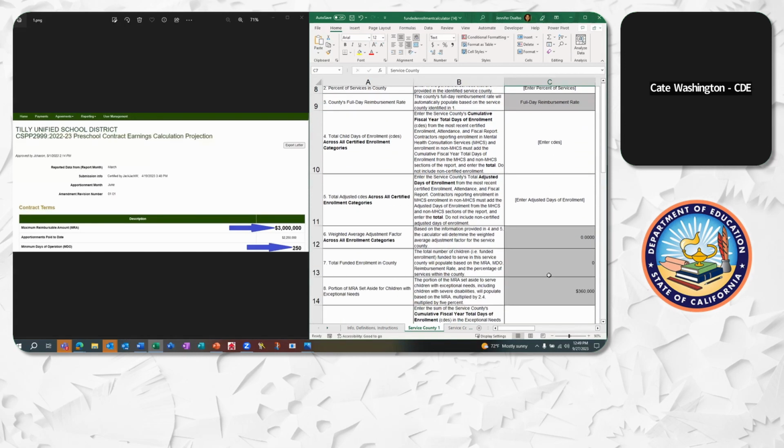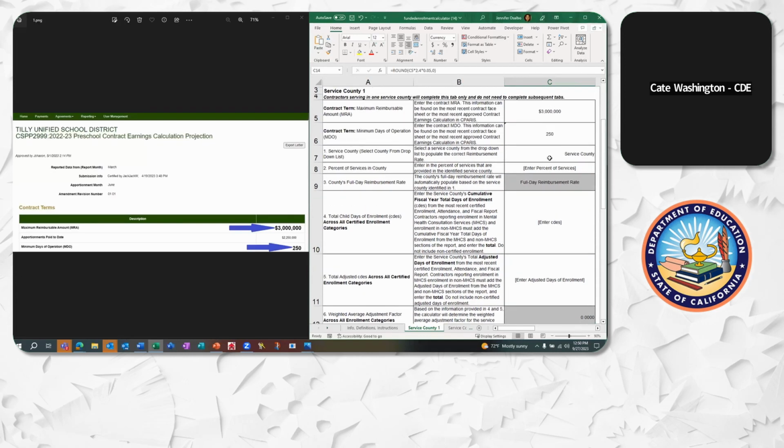Now we select the service county. In this example, let's use Fresno. As you can see, the selection of the service county automatically populates the service county rate in the first locked cell, C9. Next, enter the percent of services provided in this county. In this example, we are entering data for an agency that provides services in only one county, so we will enter 100%.